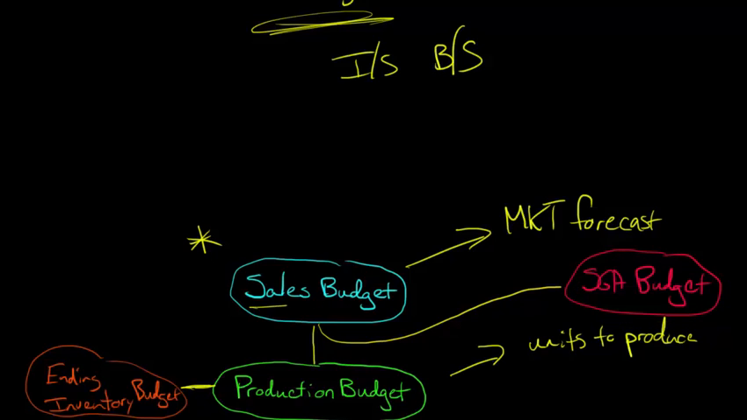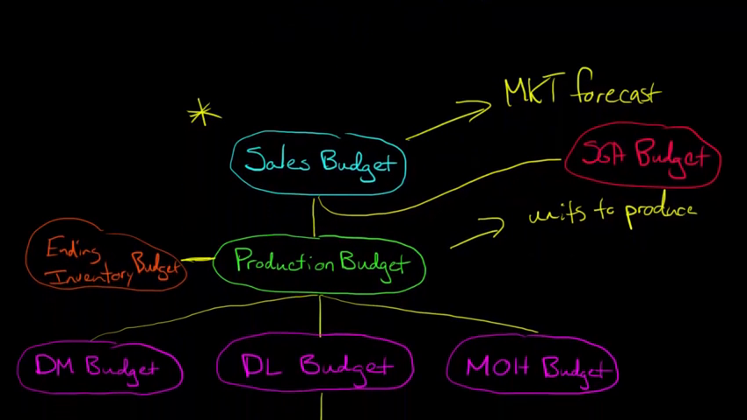Now let's focus back on our sales budget, that allows us to put together the production budget, how many units we need to produce, right? But now that we say how many units we need to produce, we need to think about direct materials, direct labor, and manufacturing overhead, right?